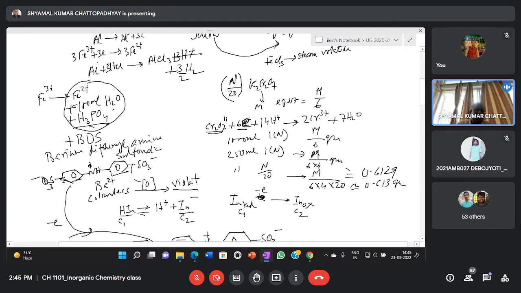So in barium diphenylamine sulfonate, you have the 2 phenyl groups. That's why it is diphenylamine sulfonate. And this barium diphenylamine sulfonate is colorless. And this is the redox indicator.